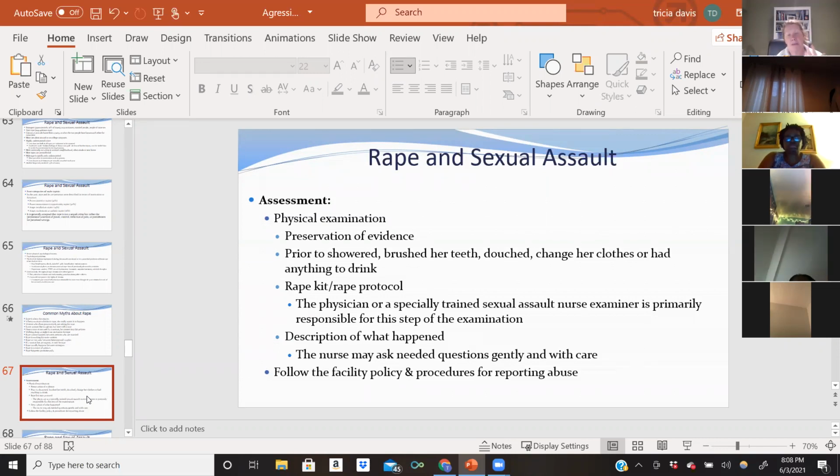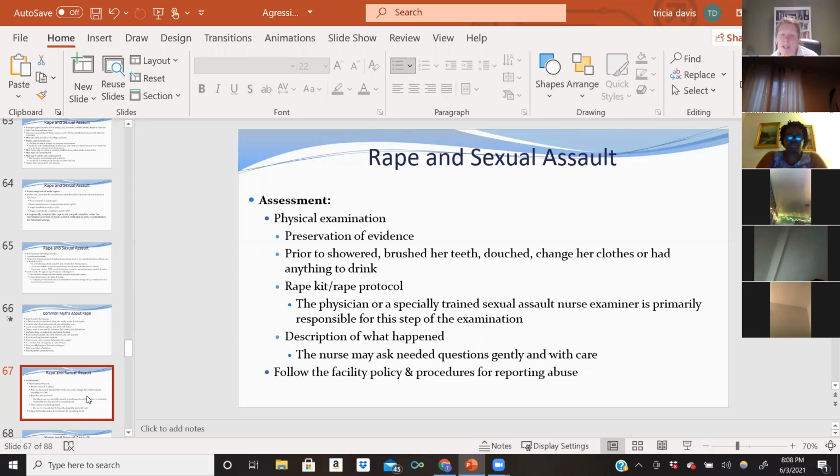The amount of people that present to the emergency room like this are few and far between. Usually they've gone home because they don't want to talk about it. They're embarrassed. They just want to shower. They want to scrub away all the disgust that they feel. They throw their clothes away or they wash them right away because they want to stop thinking about it.